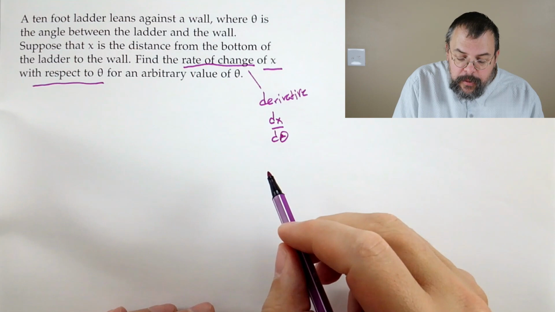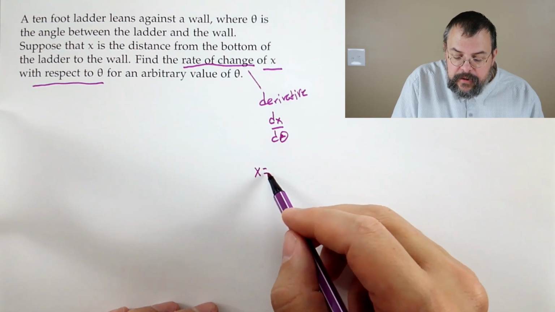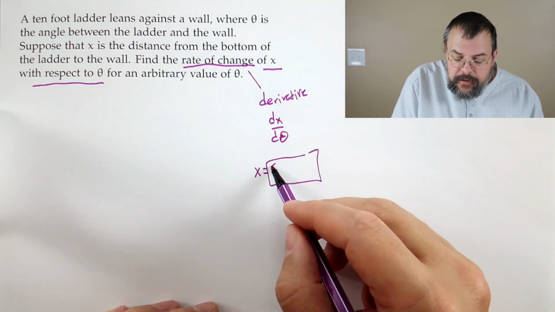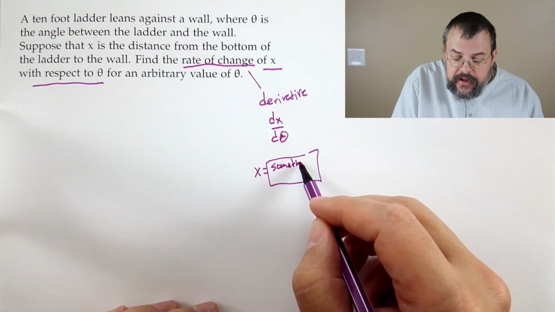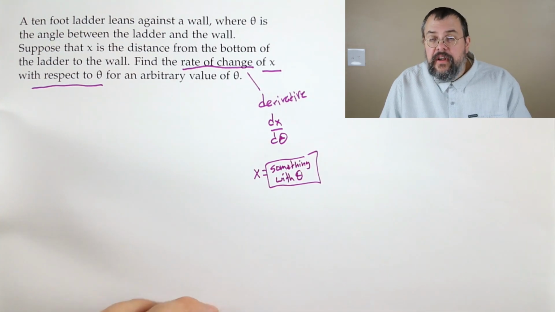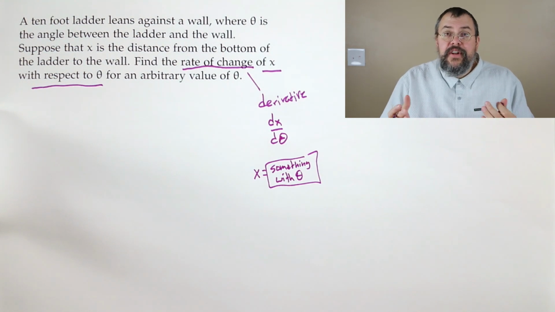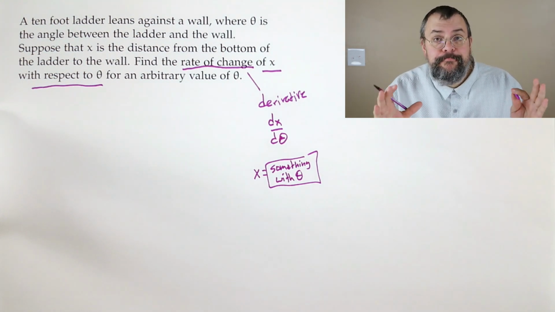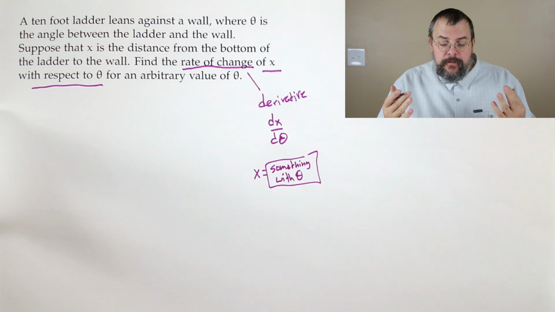So to do this, we want to write x equals something with theta. And if we can write that expression, then we can say, all right, if we can get to this stage, then we can take a derivative, and then we'll be done. Okay, well, how do we do it?